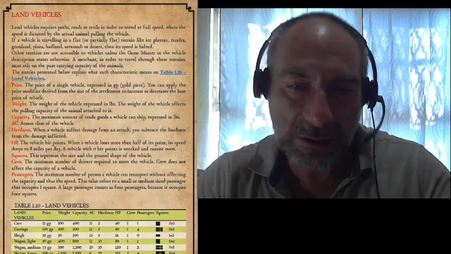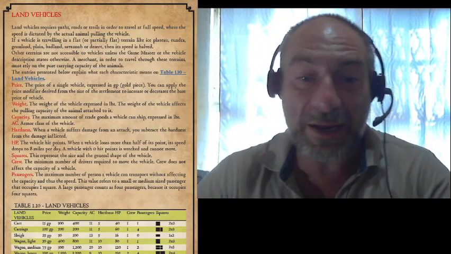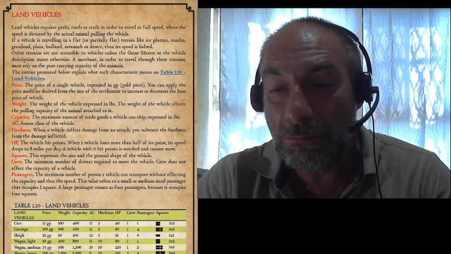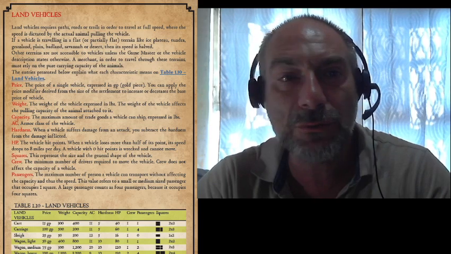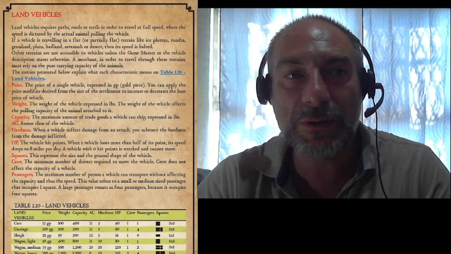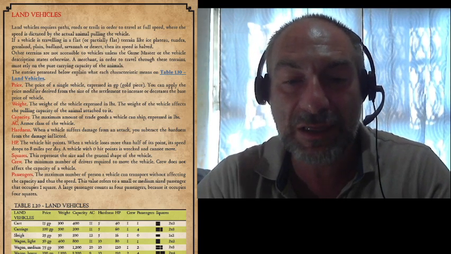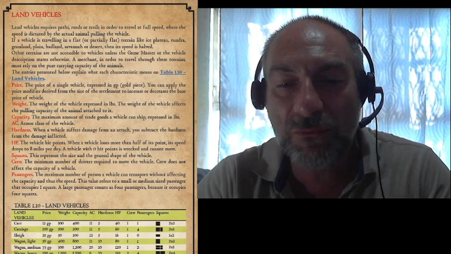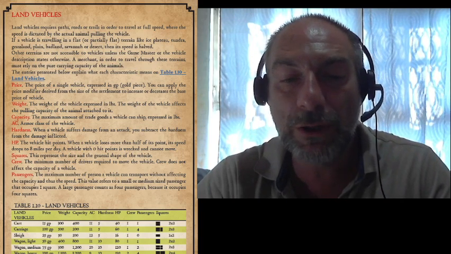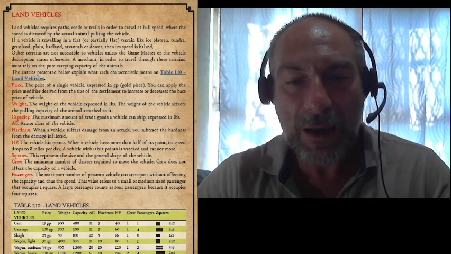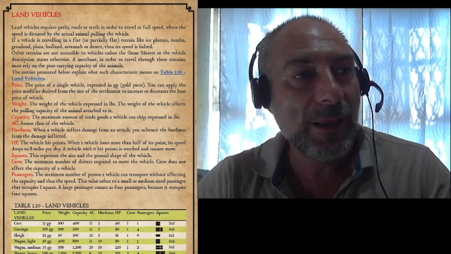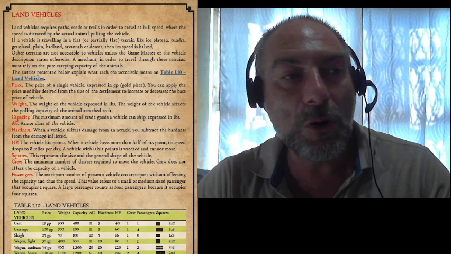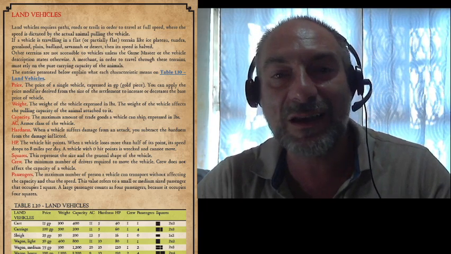Land vehicles. Well, I added the most common vehicles: cart, carriage, sled. If you are moving on a specific terrain, light wagon, medium wagon, heavy wagon, and palace wagon. I inspired myself on the palace wagon by reading the Dark Sun campaign setting.